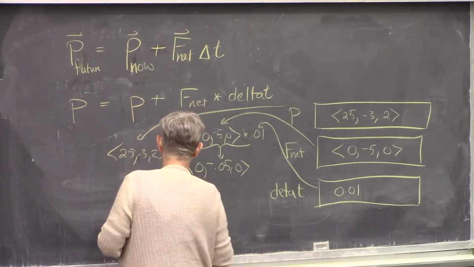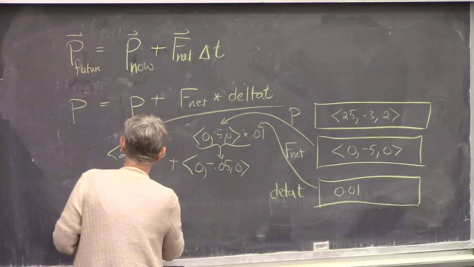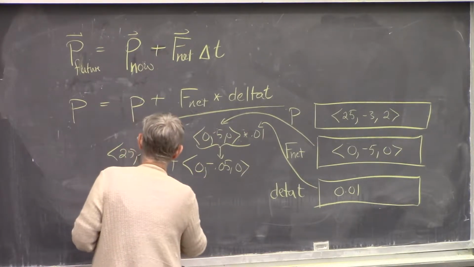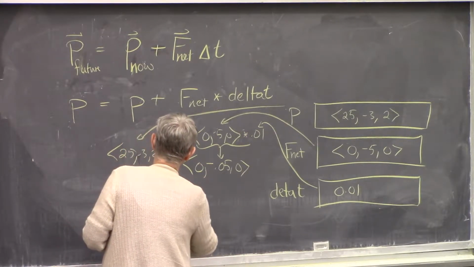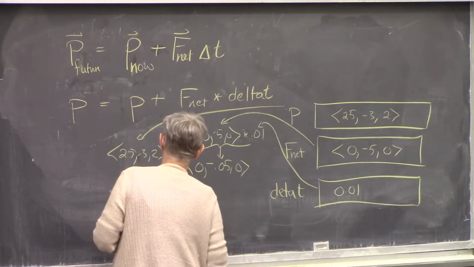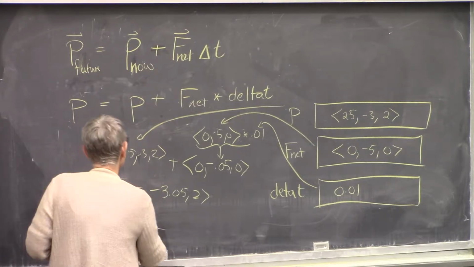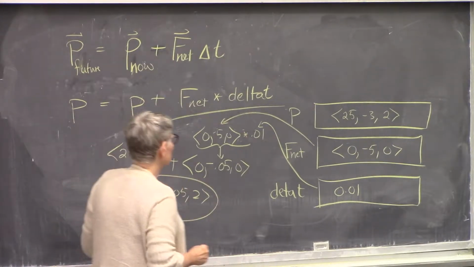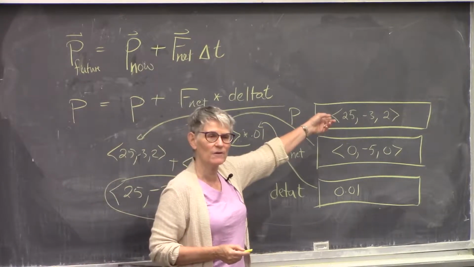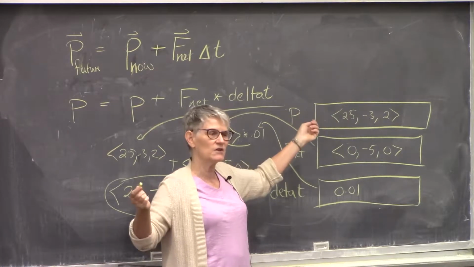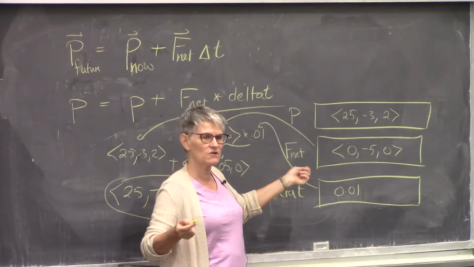And I add that to it. So I get 25 negative 3.052 kilogram meters per second. And then what I do with this is I take it and I say, well, I don't need that old value anymore. I already used it. Everything I needed there is gone.